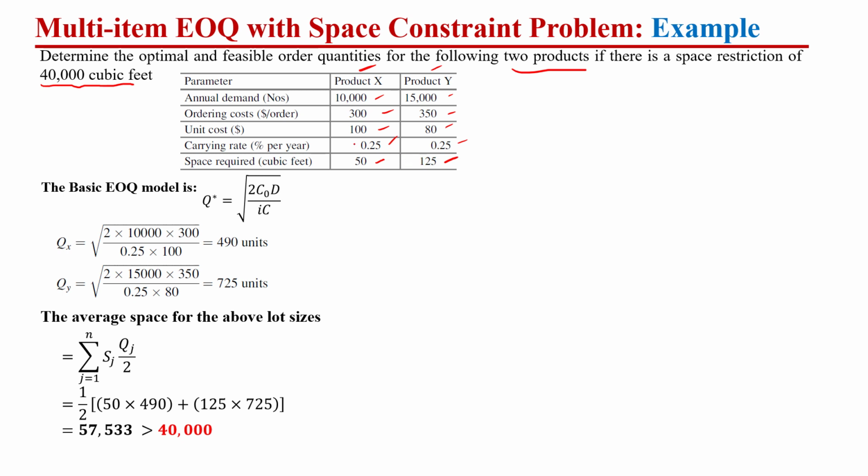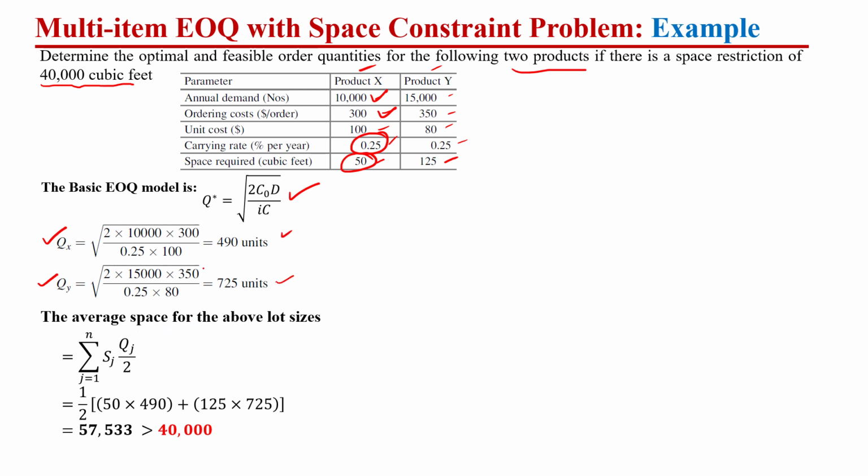Again, in order to solve this problem, first of all, we are going to solve the problem without the constraint, by relaxing the space constraint. That's why I'm applying the single item economic order quantity formula. Based on that, I got the value of economic order quantity for X as well as Y. The formula is 2 into the ordering cost for X, which is this one, the demand for that, this is the demand, this is the ordering cost, divided by 0.25 multiplied by the unit cost. This is X, this is Q.